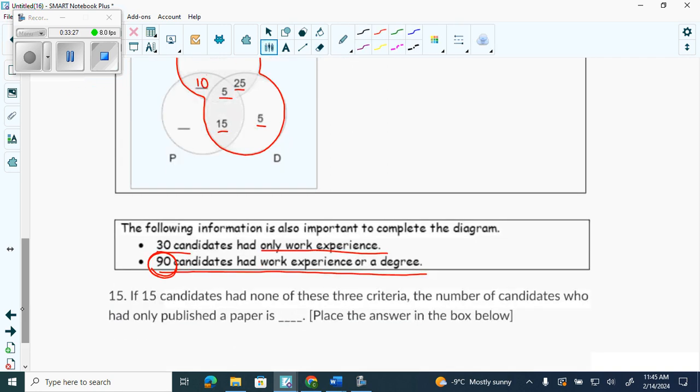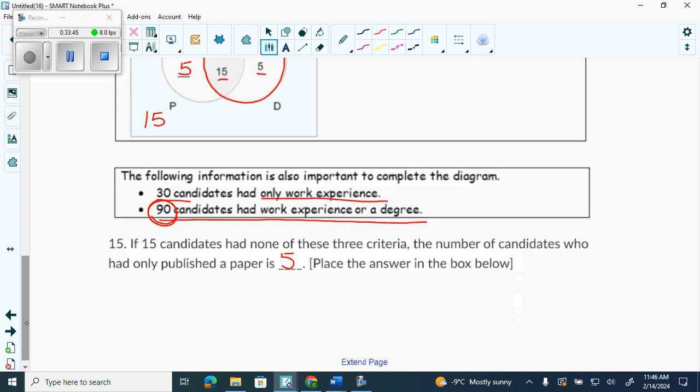Okay, cool. Go here. If 15 candidates didn't like any of the 3, they'd be out here. And how many would we have here? 5. Woo! And that is the answer. Voila! Okay, let's carry on.